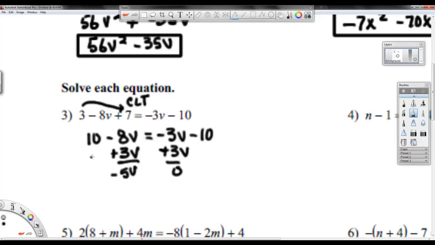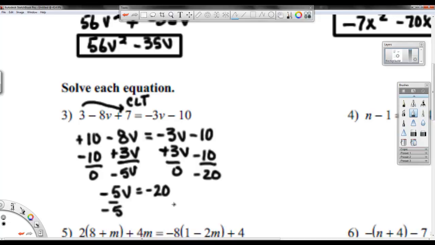Now let's do the number here. I want to get this 10 to go to 0. It is a positive 10. So I do the negative 10 to here. That goes to 0. And then I do the negative 10 to the other side to balance the equation. Now since both these numbers here are negative, not like this where they're different signs, both these are negative, I add them together, I get a negative 20. So now this equation becomes a negative 5v equals a negative 20. Now I simply divide by the negative 5 to each side.